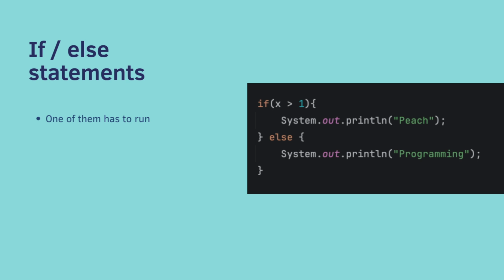So you can see on the right, you start off with your if statement, but right after you have an else statement. What this means is one of these has to run. So it'll check the first, is x greater than 1, and if it is, it'll execute the first part of the code, and if it isn't, then it executes the next part of the code. So it's either or, one of them has to run.